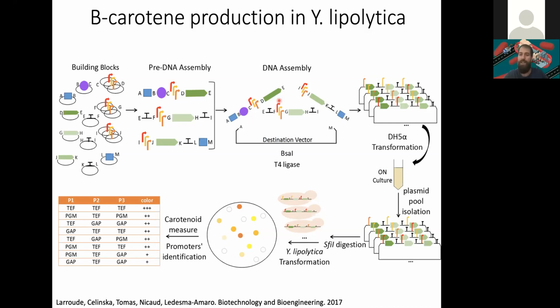So you will have a combination of all the possible cassettes where all the genes are controlled by all the promoters. And because in this case these compounds can be easily screened by color, we can transform Yarrowia with the pool of cassettes and select which were the most orange ones, and then we could sequence them and see which are the promoters that were producing the most orange strains.